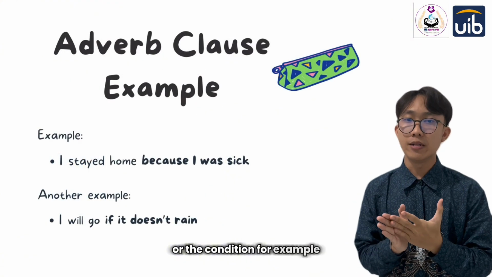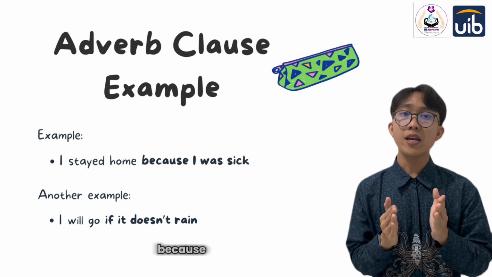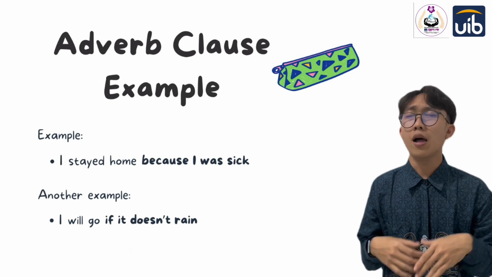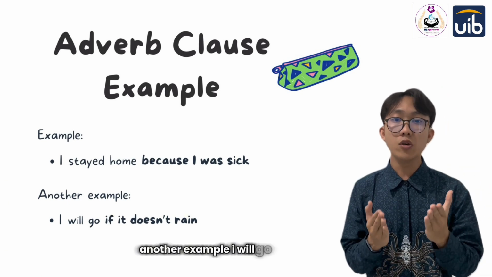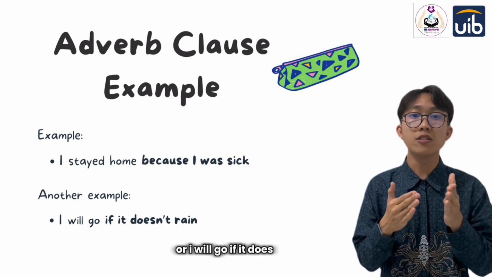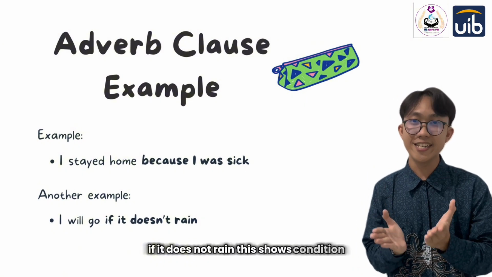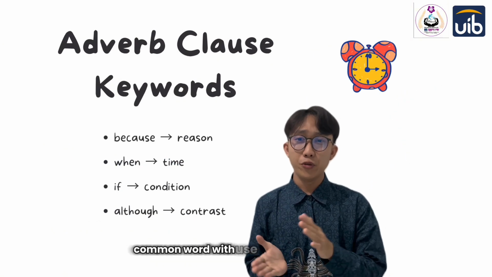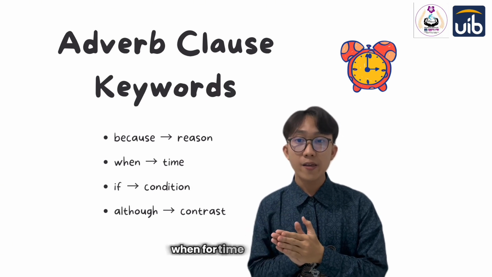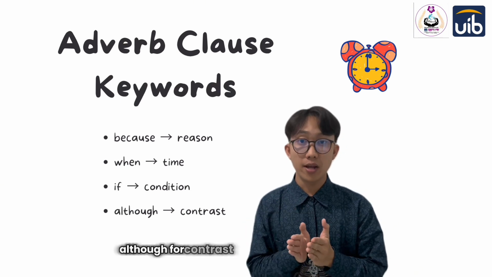For example, I stayed home because I was sick. Because I was sick tells us the reason. Another example, I will go if it does not rain. If it does not rain shows condition. Common words we use: because for reason, when for time, if for condition, although for contrast.